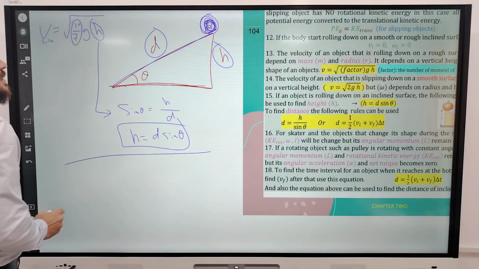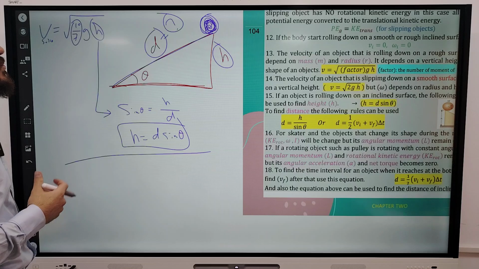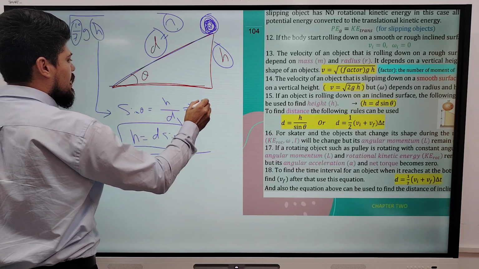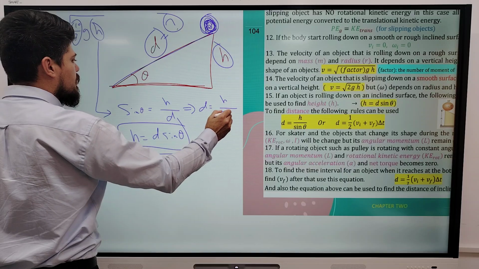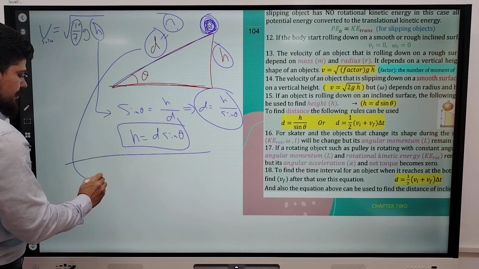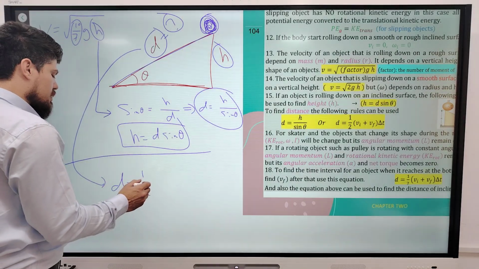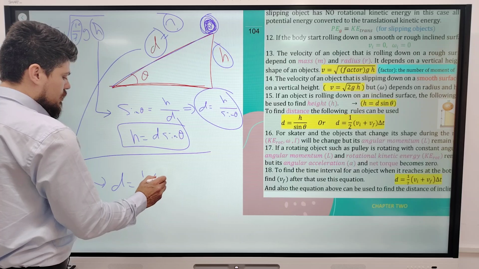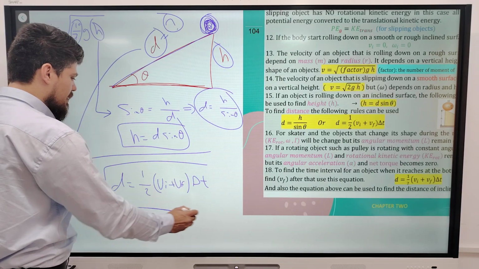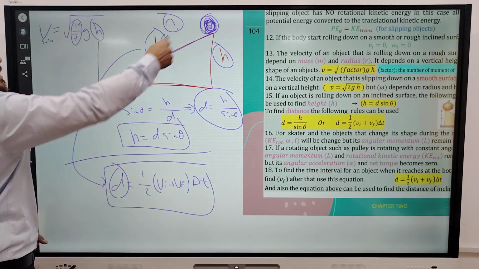Okay? So sometimes this distance is not given in the question, and the question asks us to find the distance of the incline. Also, you can find d is equal to h over sine theta, or d is equal to what? The kinematic equation at constant acceleration can be used: d is equal to v initial plus v final over 2, times delta t. Okay, in these two ways, you can find out the distance of the incline.